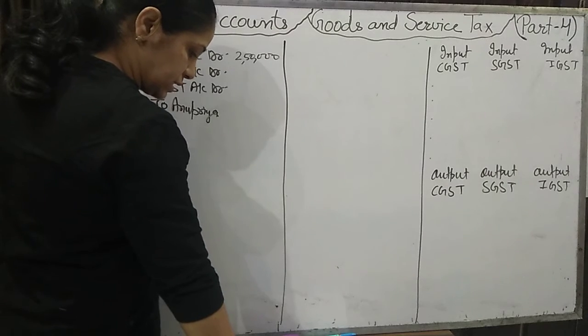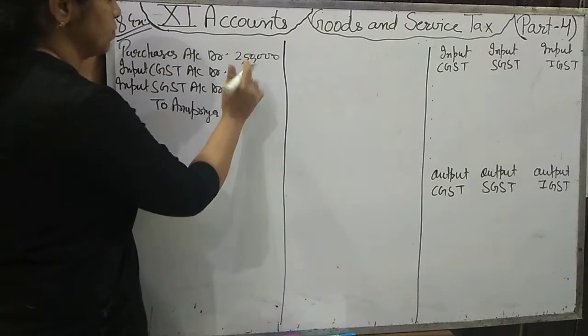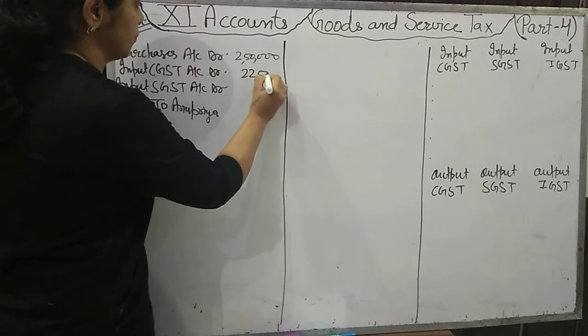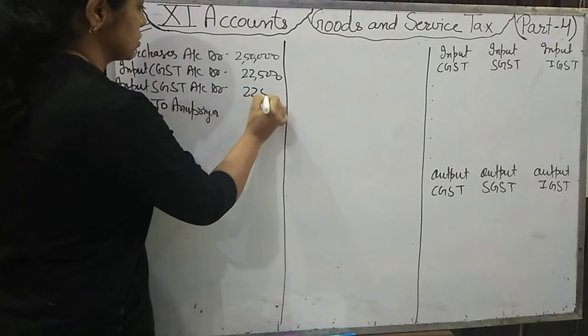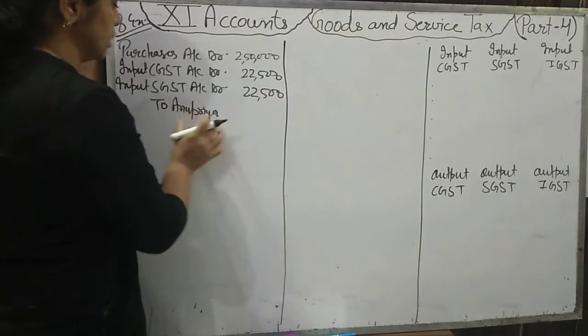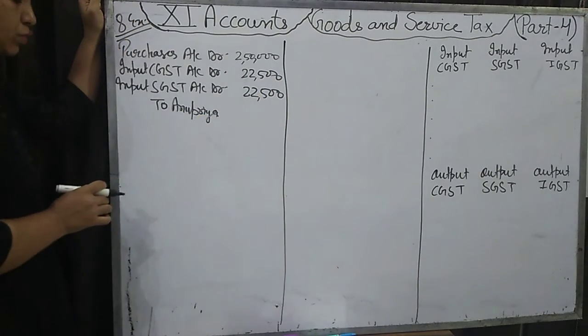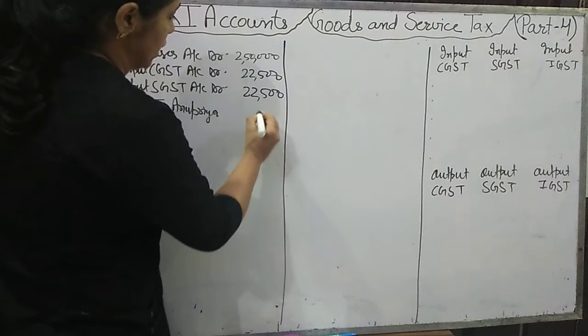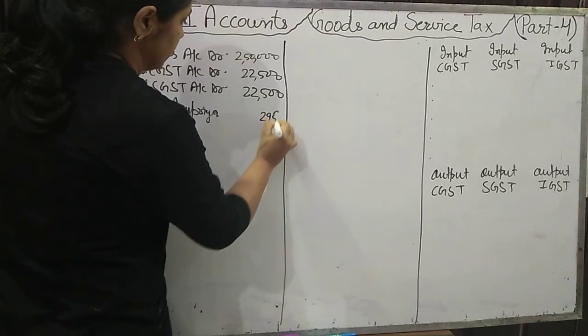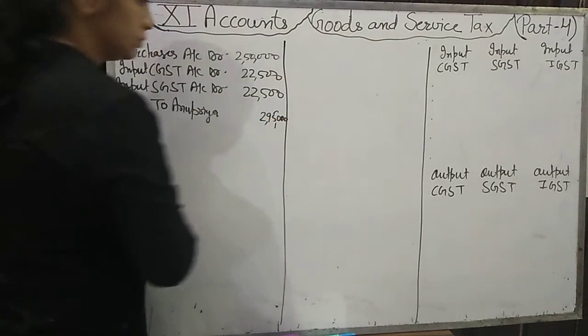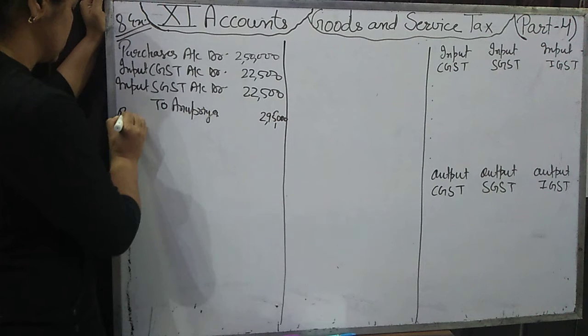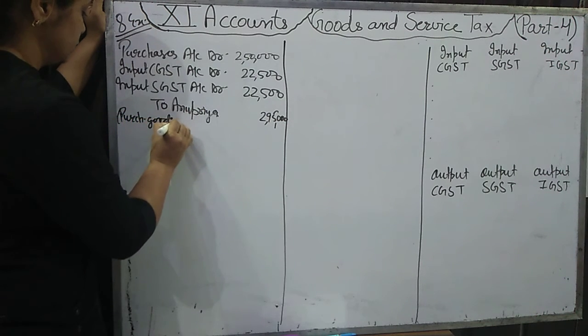Percentage of CGST is 9%. 9% of this is 22,500. This will also be the same for SGST. And the total amount that the businessman has to pay to Anupriya is 2,95,000. Okay, then write the narration: Purchase goods from Anupriya.